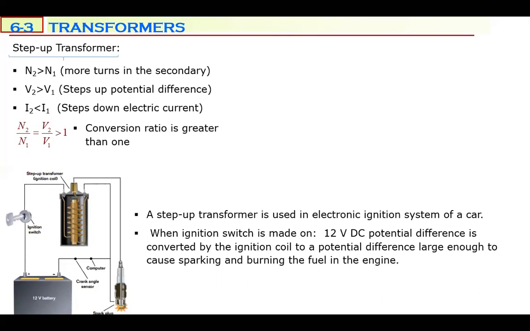When you switch on your car, as soon as you switch it, this 12 volt converts to 20,000 volt potential difference, and causes a spark inside the fuel of the car engine and causes the fuel to start burning. That's why if somebody asks you what kind of transformer is used in car ignition system, electronic ignition system of a car, it's a step-up transformer. Don't forget this.